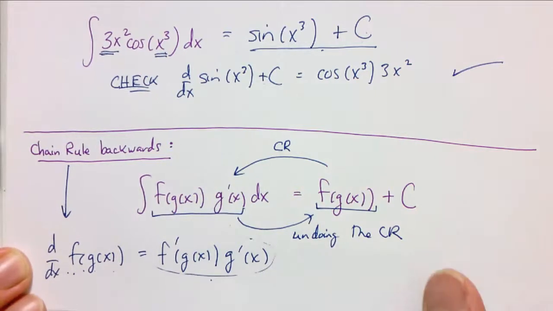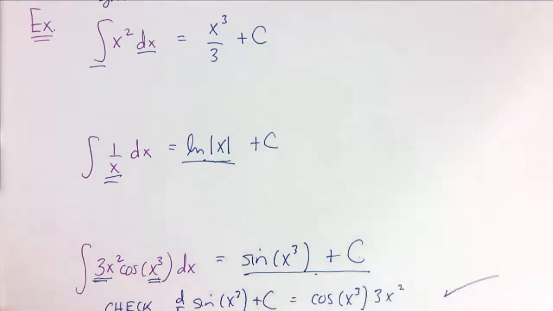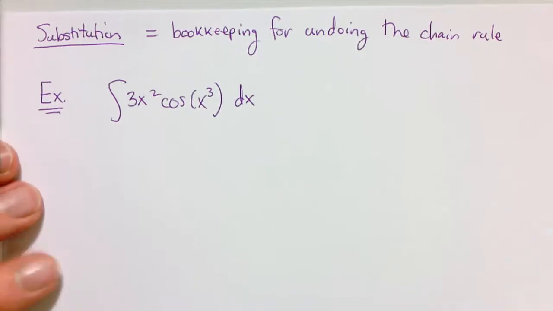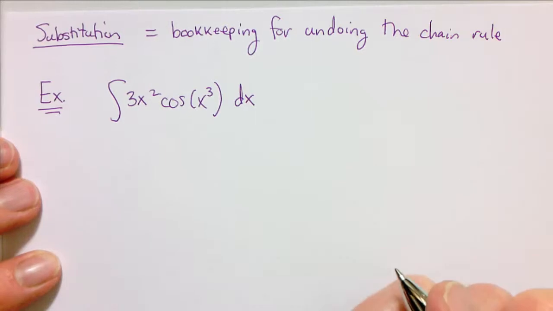But sometimes it can be tricky. So what we're about here is to see a technique for keeping track of the bookkeeping we need to do in order to undo the chain rule. That's what substitution really is. It's a little cumbersome at first, and it may be awkward, but we'll get used to it.